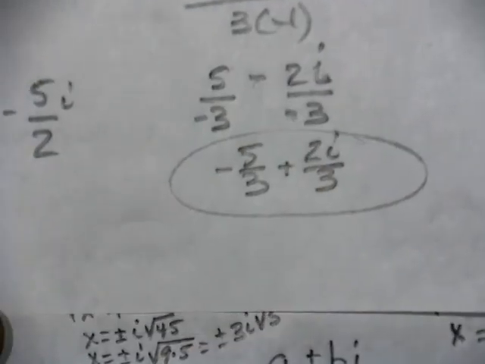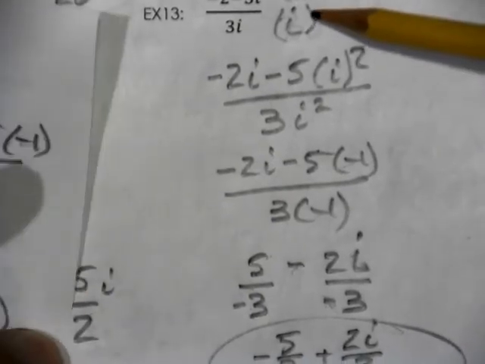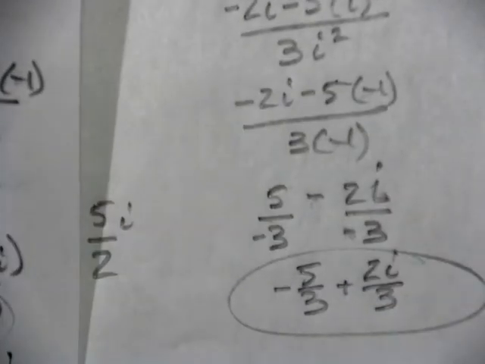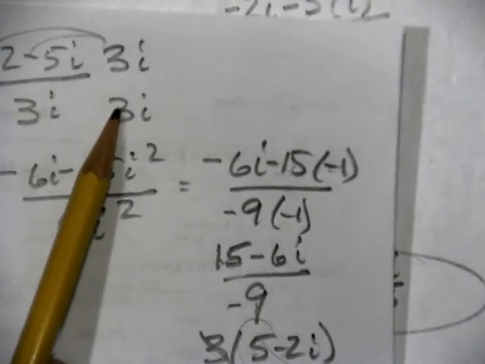So I'll call that our final answer. But either way we did it, here we multiplied by the i, and I got the same answer as when I multiplied by 3i. Doing it with the 3i, I had to simplify that extra i out of there.